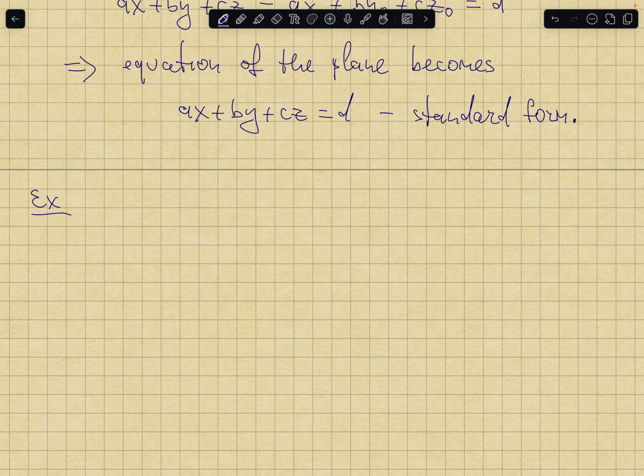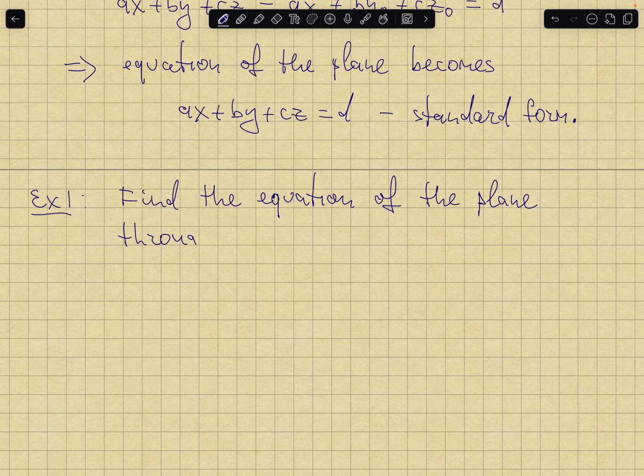So example number 1: find the equation of the plane through the origin and perpendicular to the vector V with components 1, -1, 2.